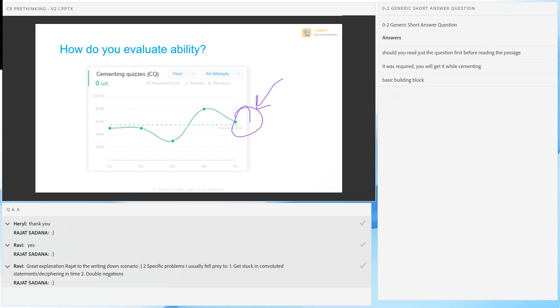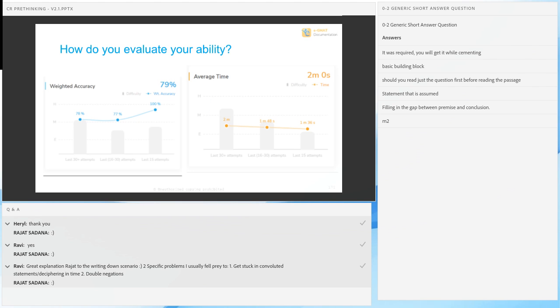Others will not. The key over here is to learn from every cementing quiz, to do that strategic review, to build that error log, which is there in the last module in the CR course. As you do that, you're going to see yourself crossing that threshold and maintaining that threshold.